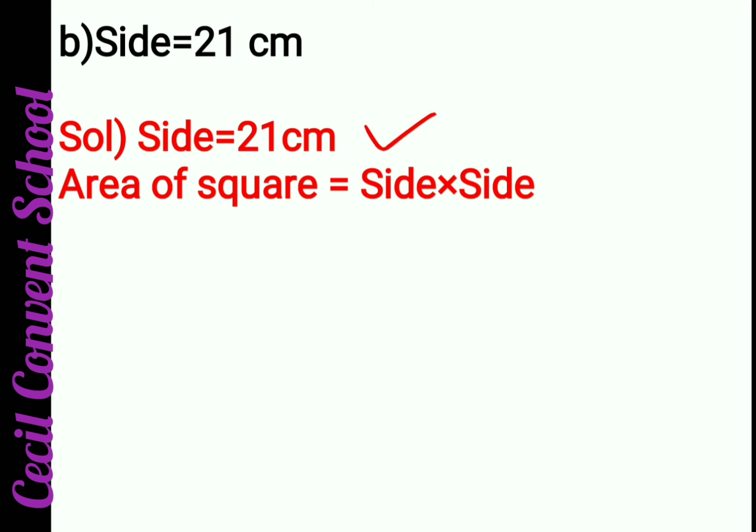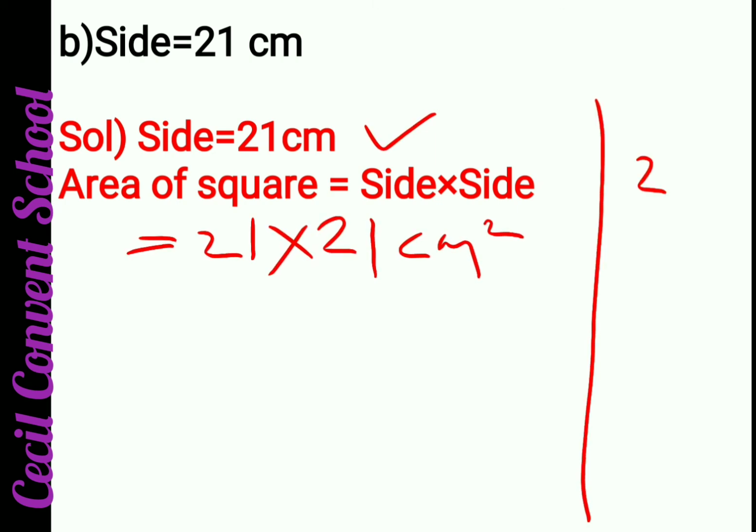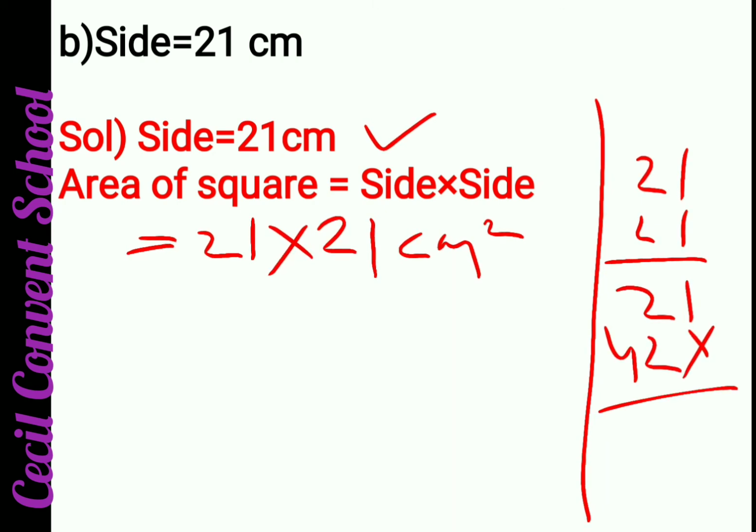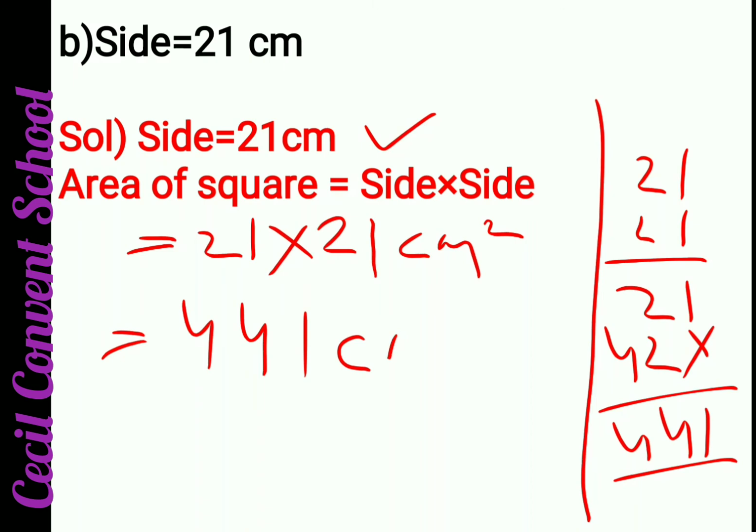Side is 21 centimeter. Area of a square is side into side. Means you have to multiply 21 by 21 with centimeter unit. So centimeter square, because both are having centimeter. Now in the rough column you multiply 21 with 21. 2 ones are 2, 2 twos are 4. So the answer will be 441. So you write here 441 centimeter square. This is your answer of B part.